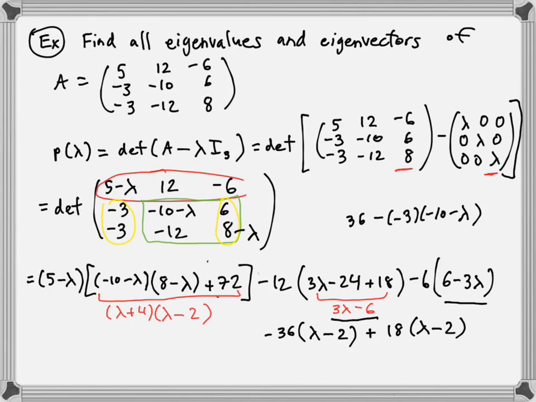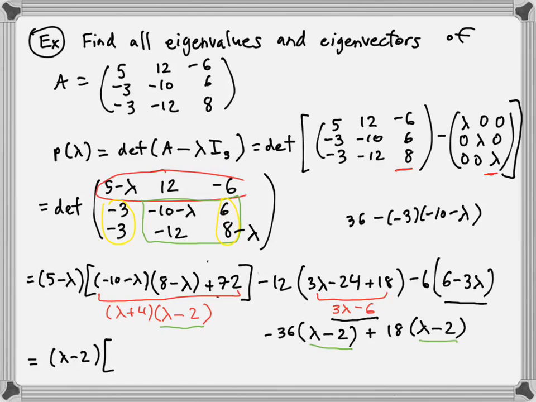And the trick here then, let me underline what I'm doing here. All three of these have a lambda minus 2, which means that I can factor out the lambda minus 2 by grouping. Okay, so if I pull out lambda minus 2, here's what I'm going to end up with. You pull out the lambda minus 2, and what's left? You're going to be left with 5 minus lambda times lambda plus 4.